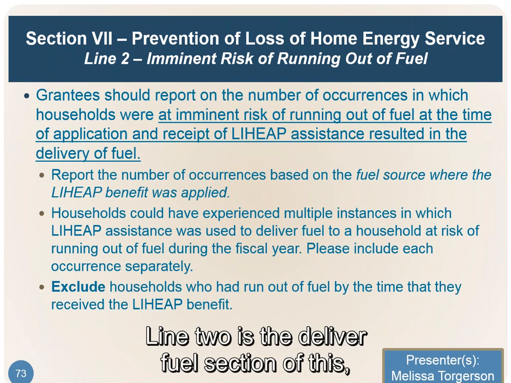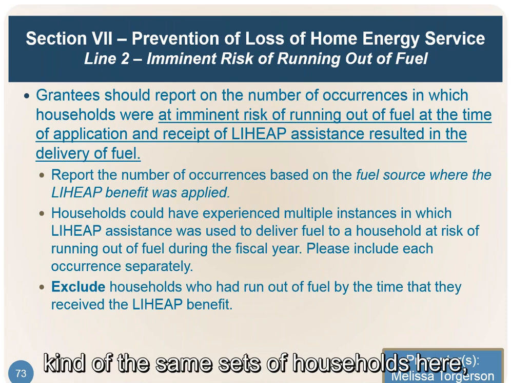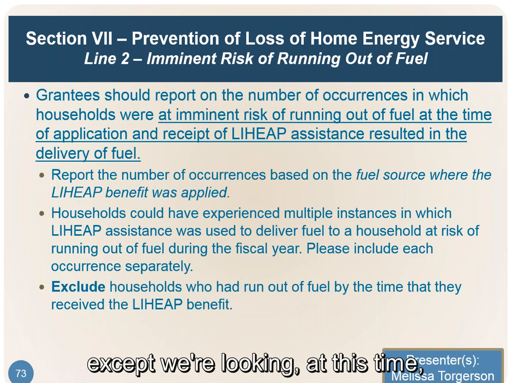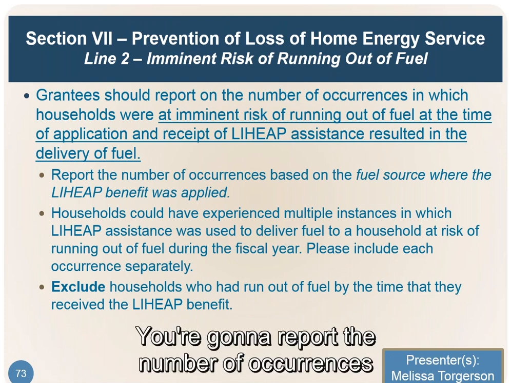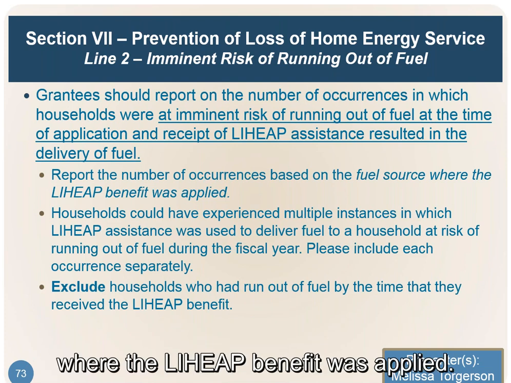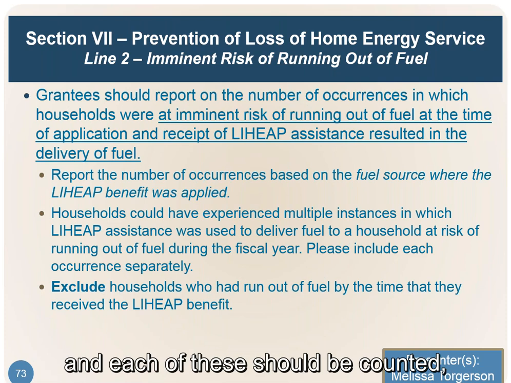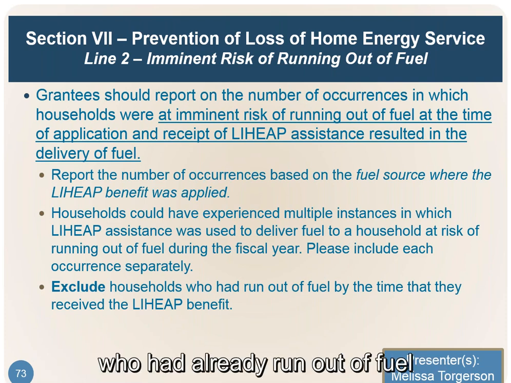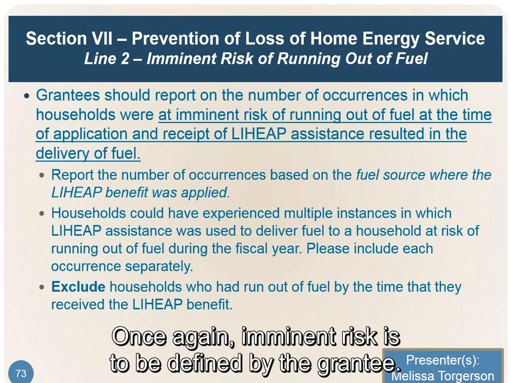Line 2 is the delivered fuel section of this, just like in section 6, kind of the same sets of households here, except we're looking at this time at imminent risk of running out of fuel at the time of application. You're going to report the number of occurrences based on the fuel source where the LIHEAP benefit was applied. Households could have experienced multiple instances throughout the year, and each of these should be counted. And you're going to exclude households who had already run out of fuel by the time they received the LIHEAP benefit. Once again, imminent risk is to be defined by the grantee.